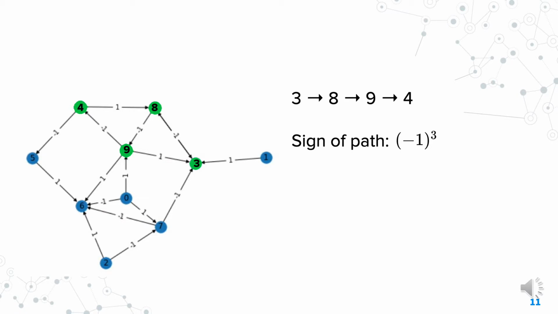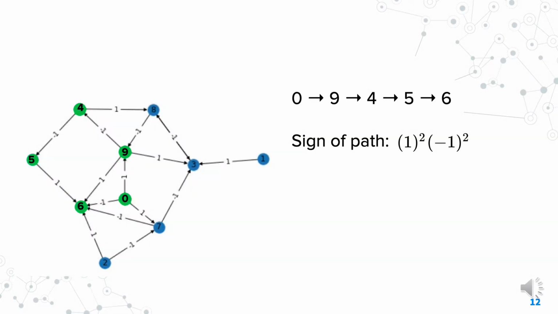For example, in a path from vertex 3 to vertex 8, the sign of the edge is -1. From vertex 8 to vertex 9, the sign of the edge is -1, and from vertex 9 to vertex 4, the sign of the edge is -1. By multiplying all the edges, the sign of the path is -1. Another example, in the path from vertex 0 to 9 to 4 to 5 and to 6, the sign of the path is simply 1 by multiplying all the edges.